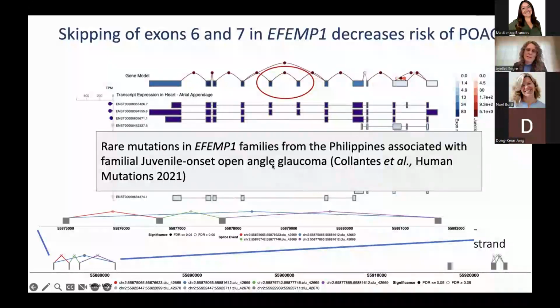Interestingly, a separate study looking at whole exome sequencing in Filipino families, led by Ryan Colantis and Janie Wiggs from Mass Eye, found enrichment of rare mutations in EFEMP1 in families with juvenile onset open-angle glaucoma. So this supports that this gene is likely the causal gene.